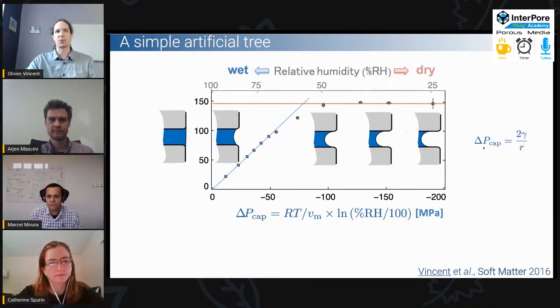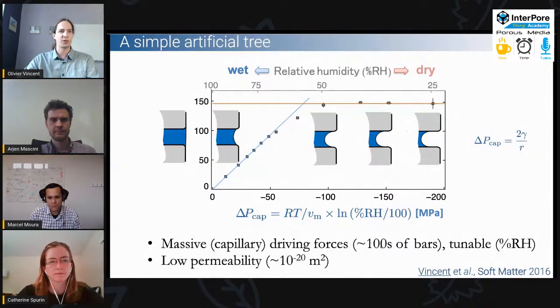Actually, with these very tiny pores, the curvature can be extremely large, and that means we also have extremely large driving forces. If you look at the values here in terms of the pressure at the edge of the system, we go to about several hundreds of bars of negative pressure that drives the flow. What's interesting is, in addition to the fact that the driving force is massive, it's also tunable with relative humidity. So that's an interesting aspect of these humidity-driven flows through nanopores.